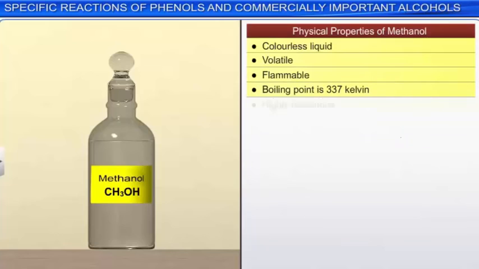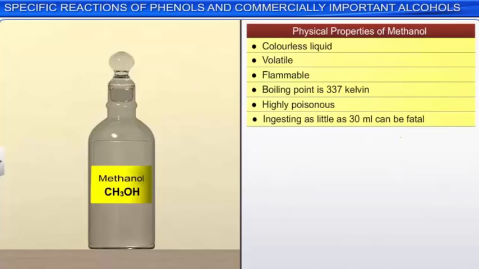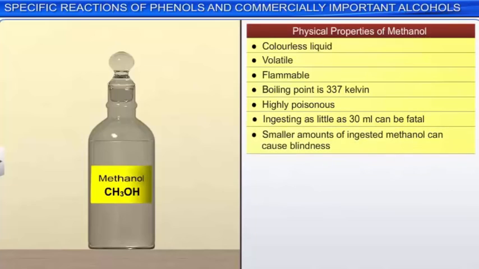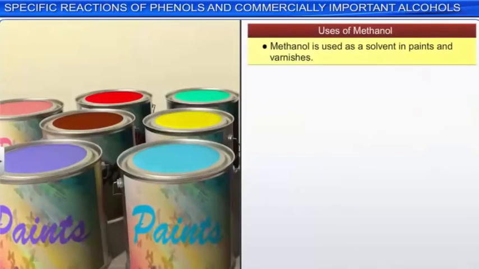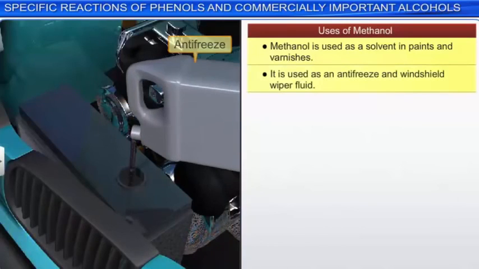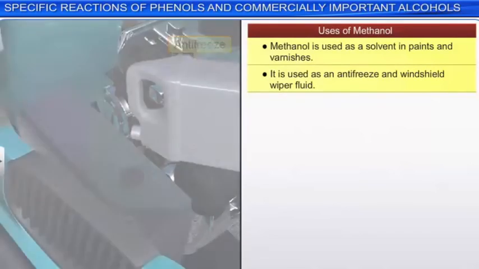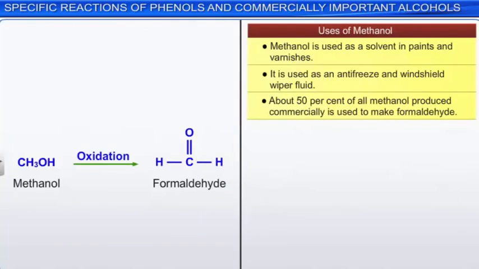Methanol is highly poisonous. Ingesting as little as 30 ml can be fatal. Smaller amounts of ingested methanol can cause blindness. Methanol is used as a solvent in paints and varnishes. It is used as an antifreeze and windshield wiper fluid. About 50% of all methanol produced commercially is used to make formaldehyde.